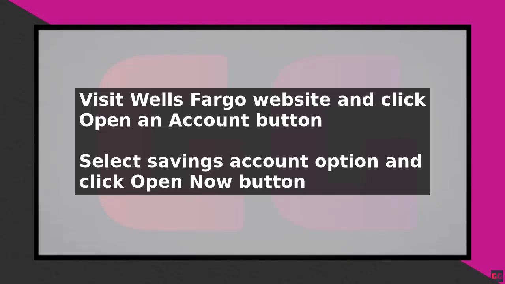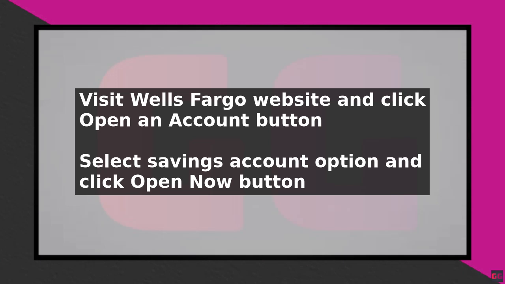To open a savings account online with Wells Fargo, start by visiting the Wells Fargo website and clicking on the Open an Account button. You will be asked to select the type of account you want to open. In this case, a savings account. Choose the Savings Account option and click on the Open Now button.